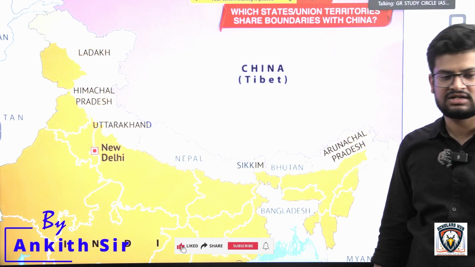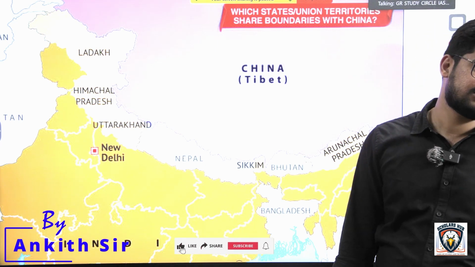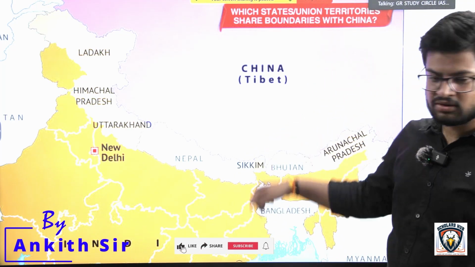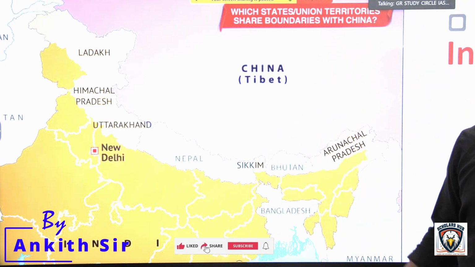So what are the bordering states? Ladakh, Union Territory, Himachal Pradesh, Uttarakhand, Sikkim and Arunachal Pradesh. What is the boundary line? McMahon line.